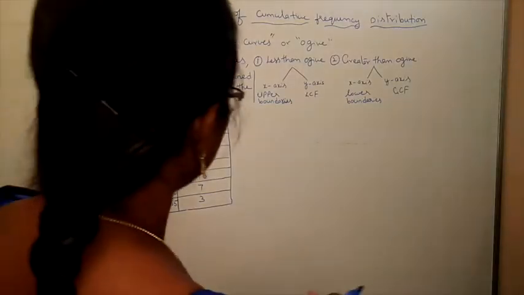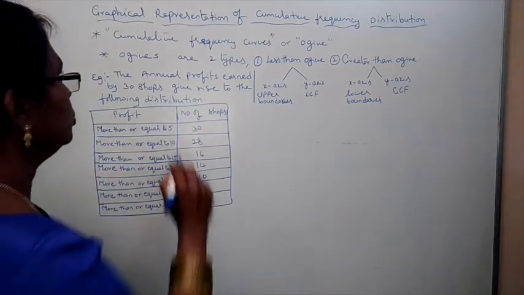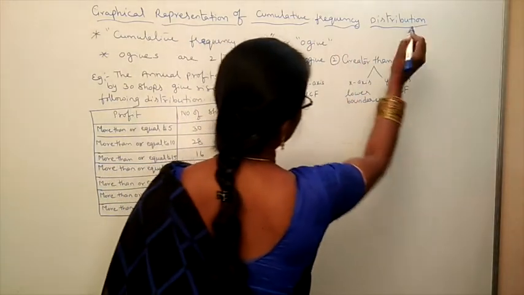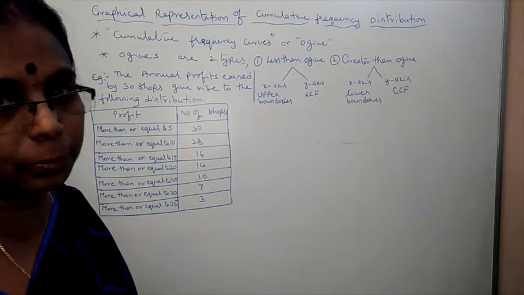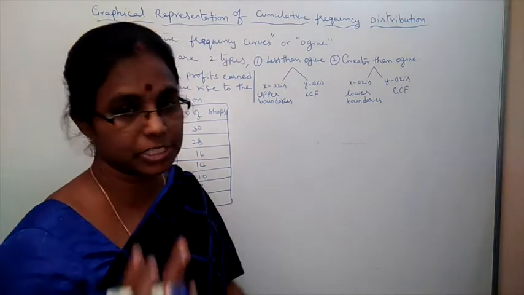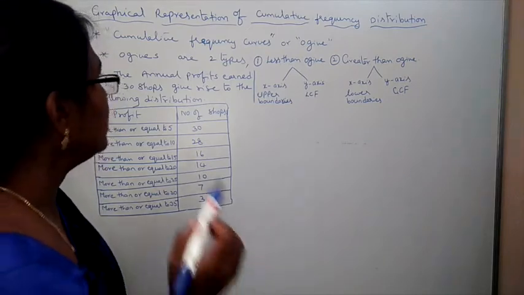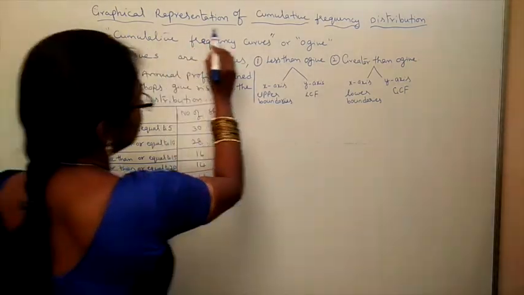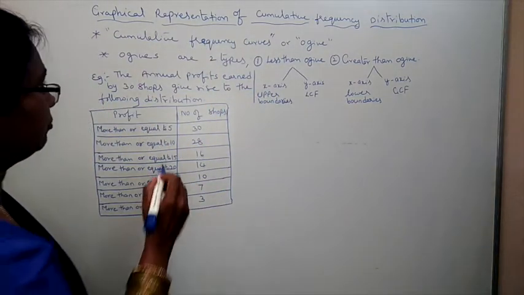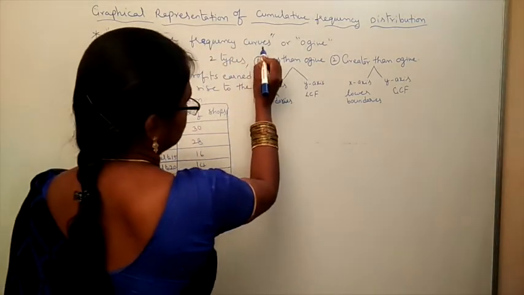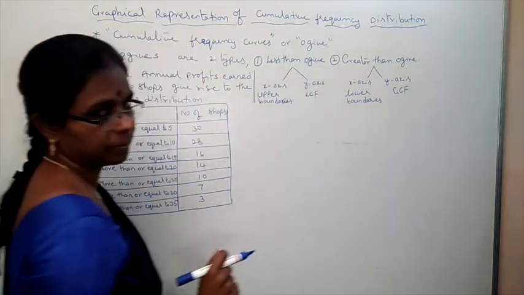Hi children, now we are going to learn how to draw the curves. Now, graphical representation of cumulative frequency distribution. In previous classes we learned the frequency polygon, histogram and bar graphs. Now, how do we find the graphical representation of cumulative frequency distribution? Those cumulative frequency curves are called ogives.